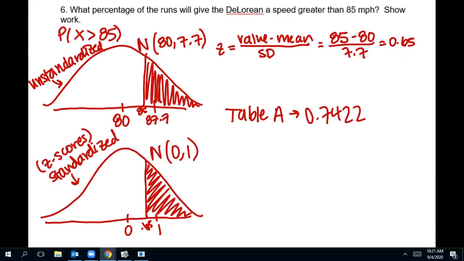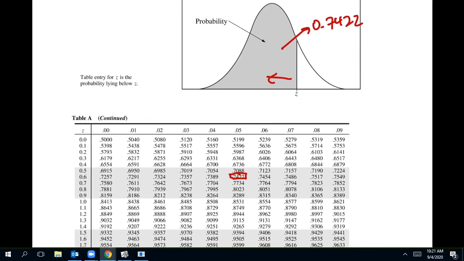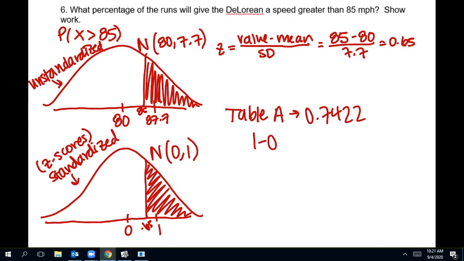What we are looking for in this particular problem was, if you look back, we shaded on the right. And so what we're going to do is do 1 minus 0.7422, and that will get us 0.2578. And then if we want to write our answer as a percent, we'll write 25.78%.